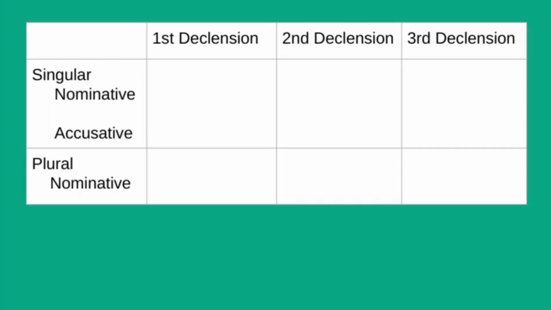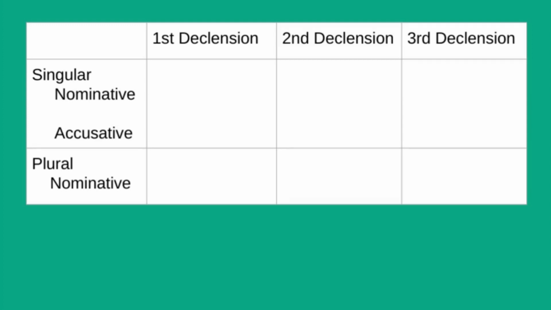So if we were to write out a chart of all the noun endings we've seen, we'd put it like this: first, second, and third declension. It's a fancy way of saying first group, second group, and third group. And then on the left-hand side, we have nominative and accusative case. Remember, nominative is our subject. Accusative is our direct object.